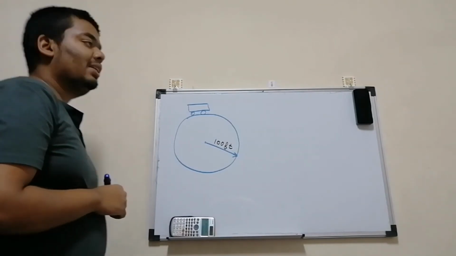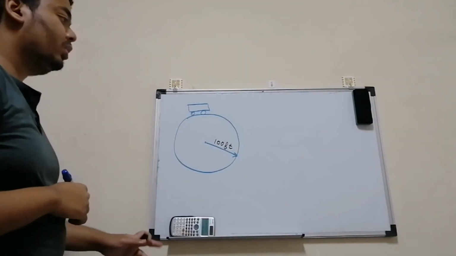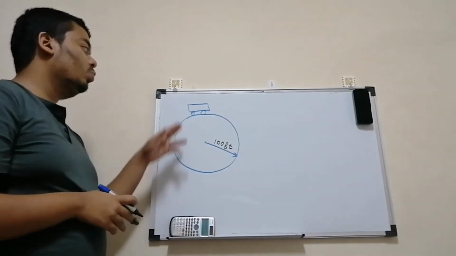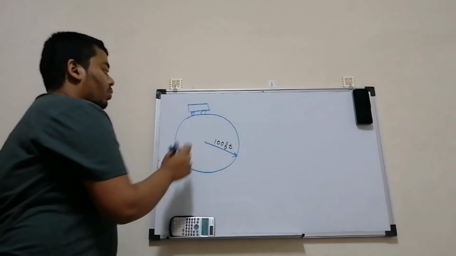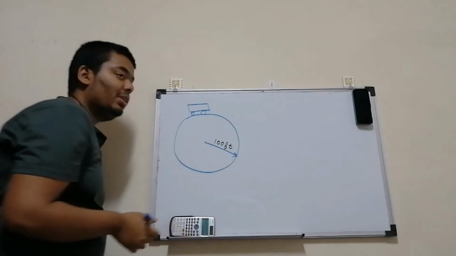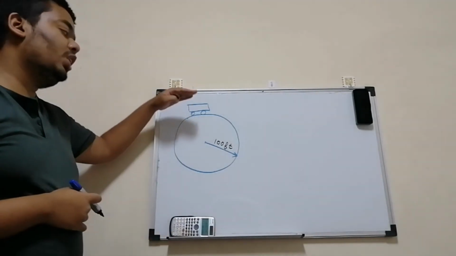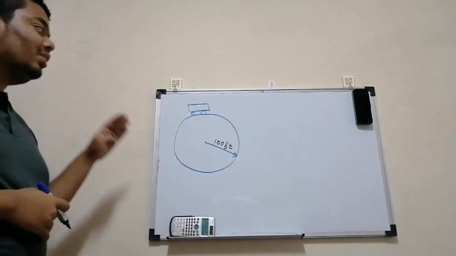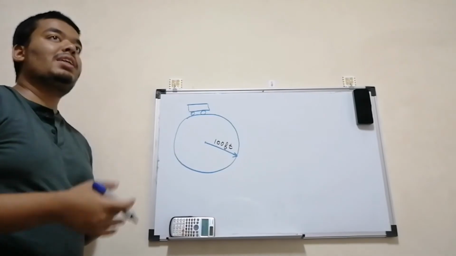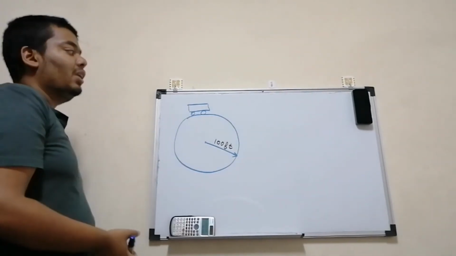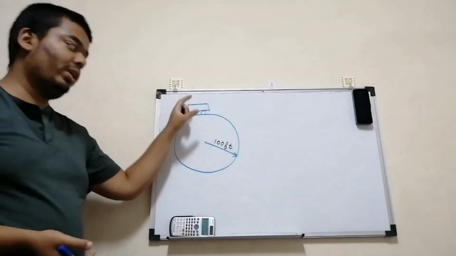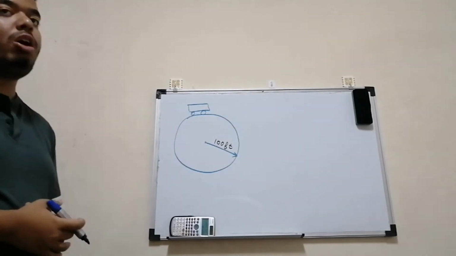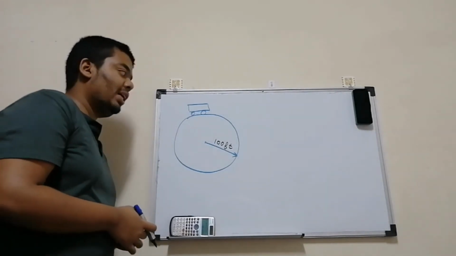Okay, now they're asking us what is the angular speed of the roller coaster such that the roller coaster will feel weightlessness on the top. So what does this mean? This means that the centripetal force is actually the weight. The centripetal acceleration is actually the acceleration due to gravity. Whenever the roller coaster is feeling weightlessness, that means the acceleration is due to gravity. The centripetal acceleration is the acceleration of gravity.